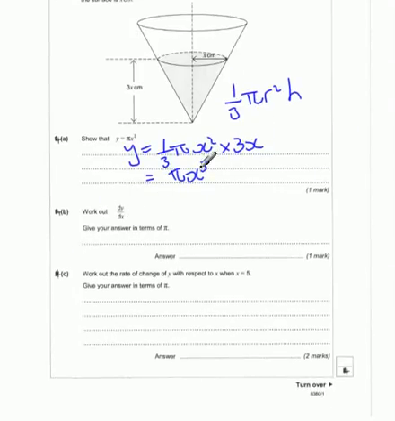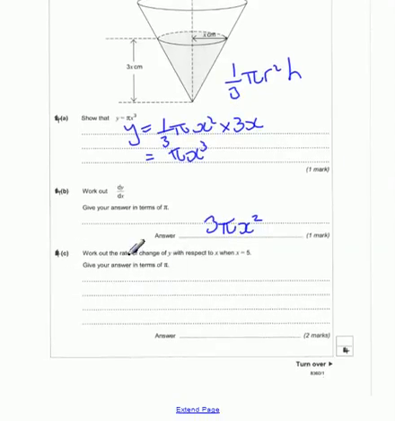Part B, finding dy by dx, so that is differentiating the term we have here. So when we're differentiating, we're going to be looking at the power on x. So in this case we have 3. What we do is that 3 is multiplied by it, and then we have to take 1 off that power of the x. So that gives us 3x squared, not forgetting our pi term, still a multiple there, so that's still going to remain.